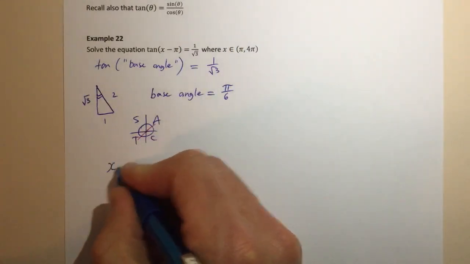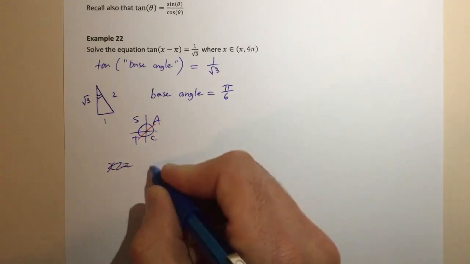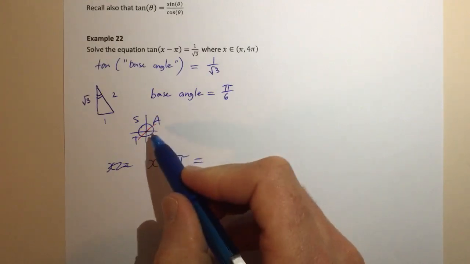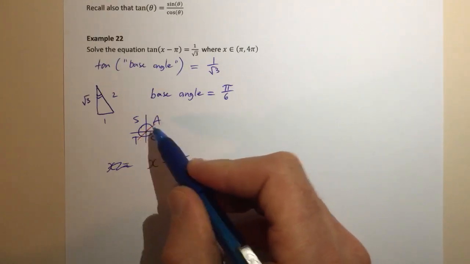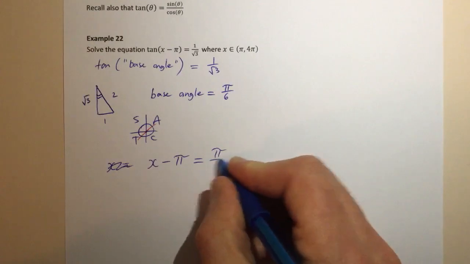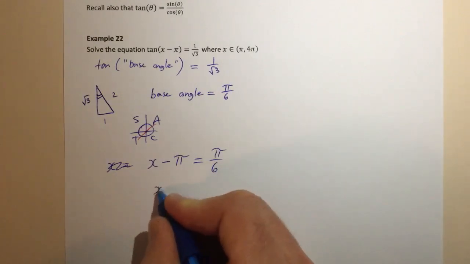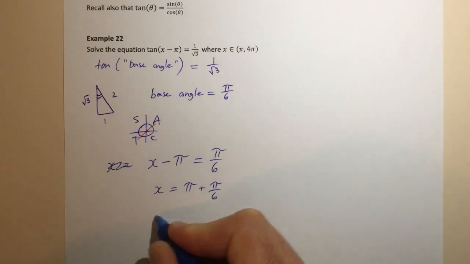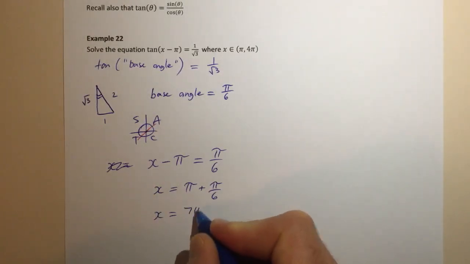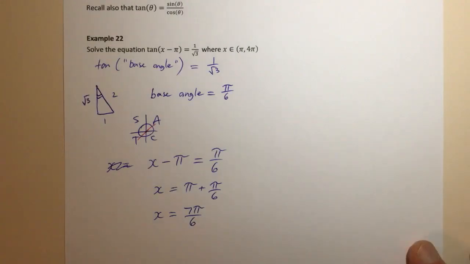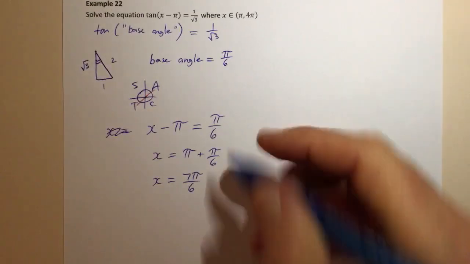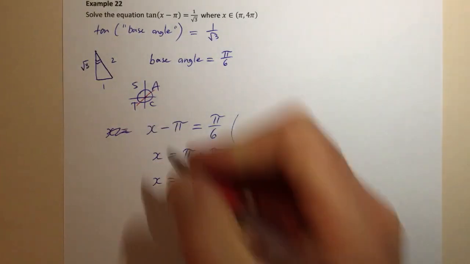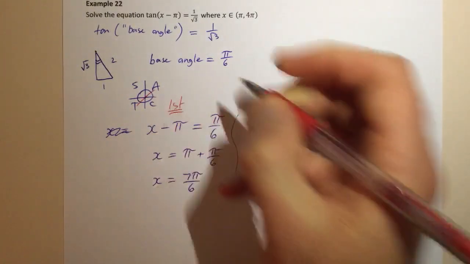So x minus pi will equal, well, the angle in the first quadrant is pi on 6. And that will give me x equals pi plus pi on 6, which is 7 pi over 6. So that was my first quadrant answer. Sorry, I should make my work a little bit clearer here. So that's from the first.